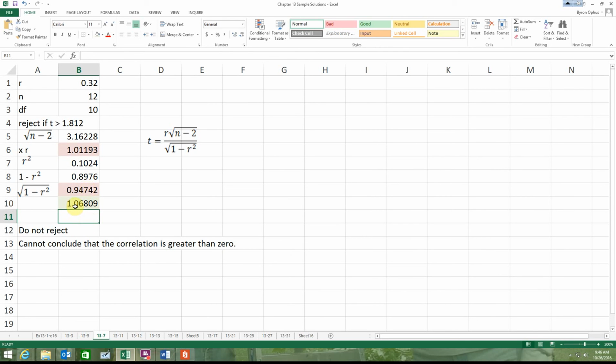And there we have it. Does that exceed the critical t-value? The answer is no. So we cannot reject the null, and thus we cannot conclude that the correlation is greater than 0. There you have 13-8.